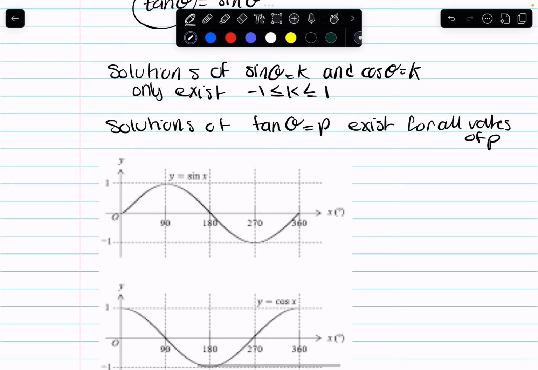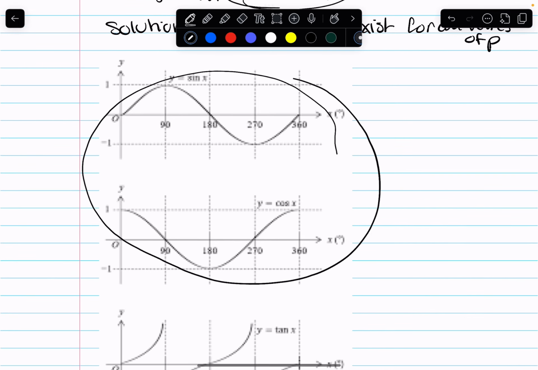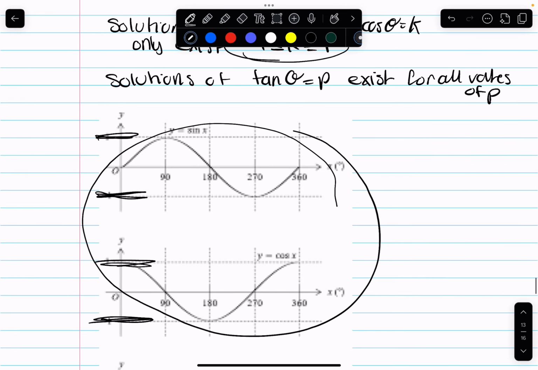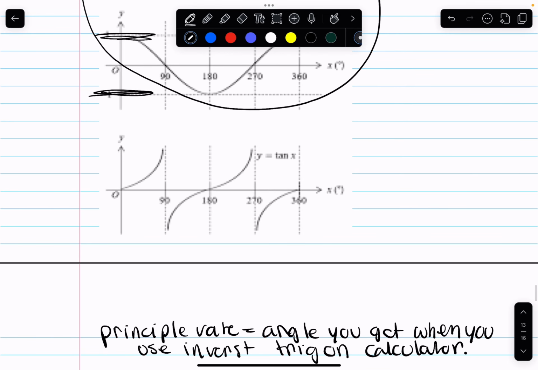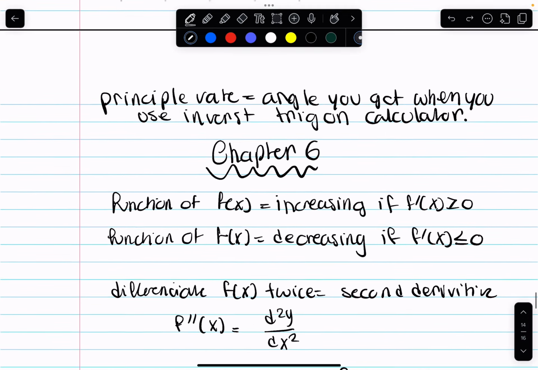Solutions of sine theta is k and cosine theta is k only exist when k is between -1 and 1. This is because if we go back to the graphs of sine and cosine, you can see that the values only exist from -1 to 1. But for tangent, you can have any values. So basically your p is going to be anywhere on the graph. So we don't have any limitations.